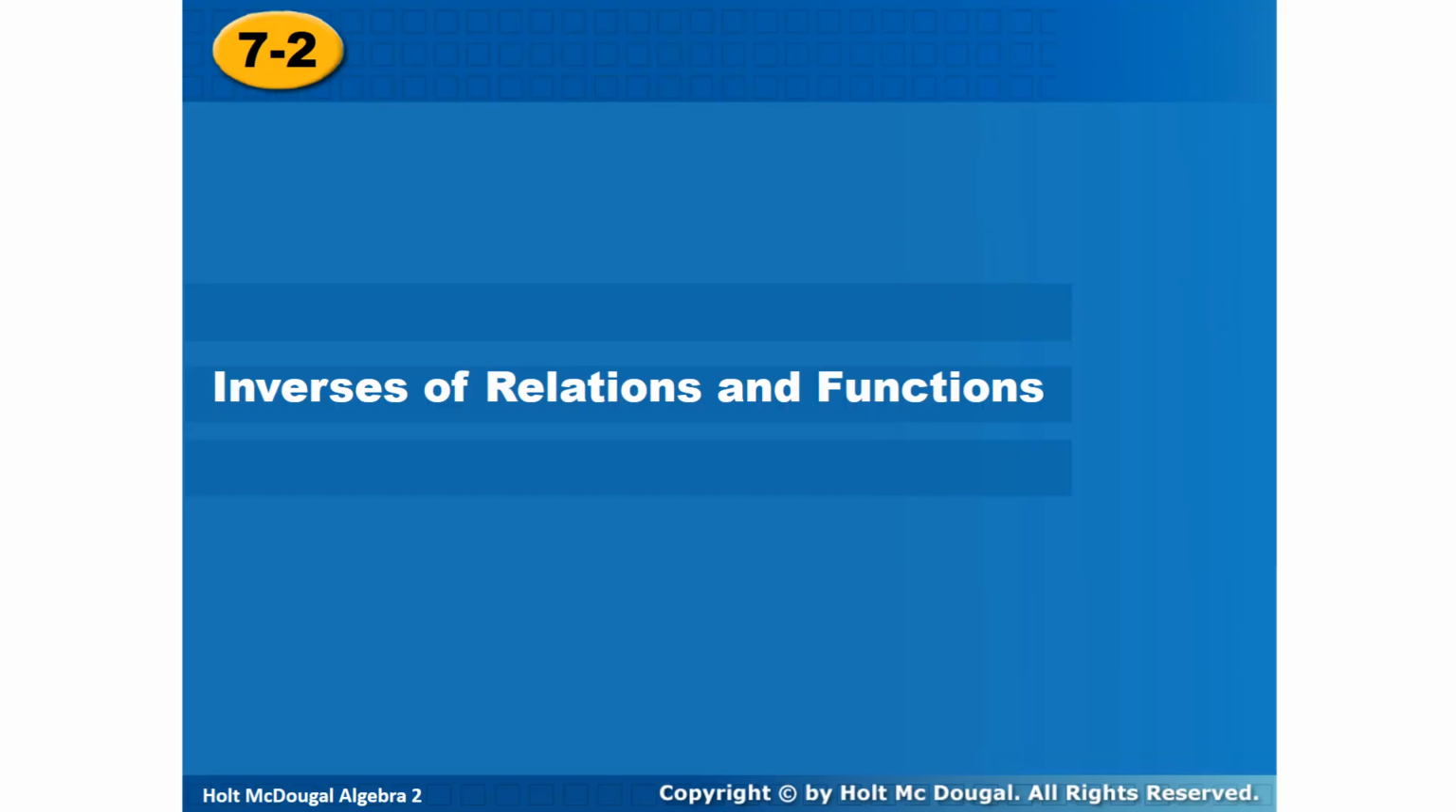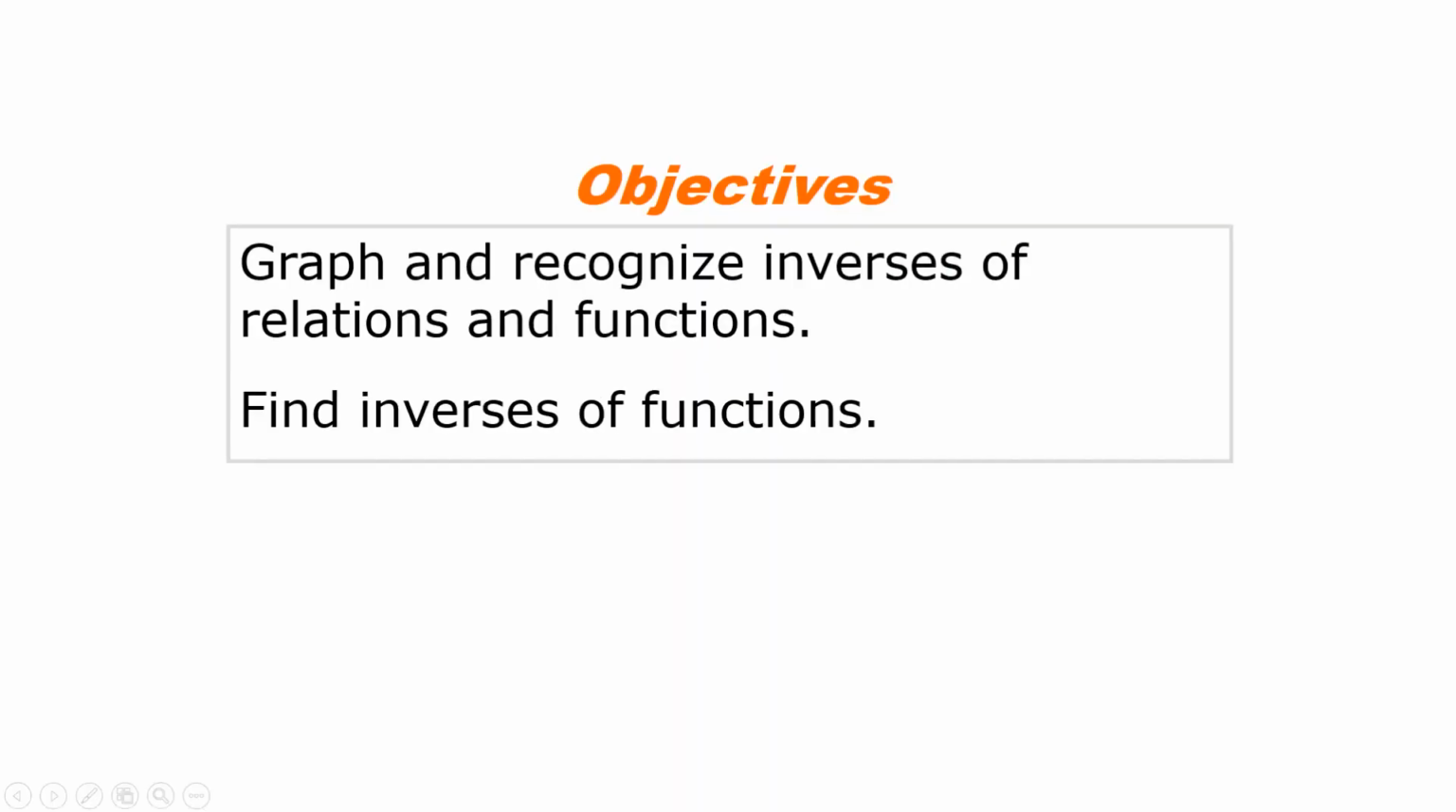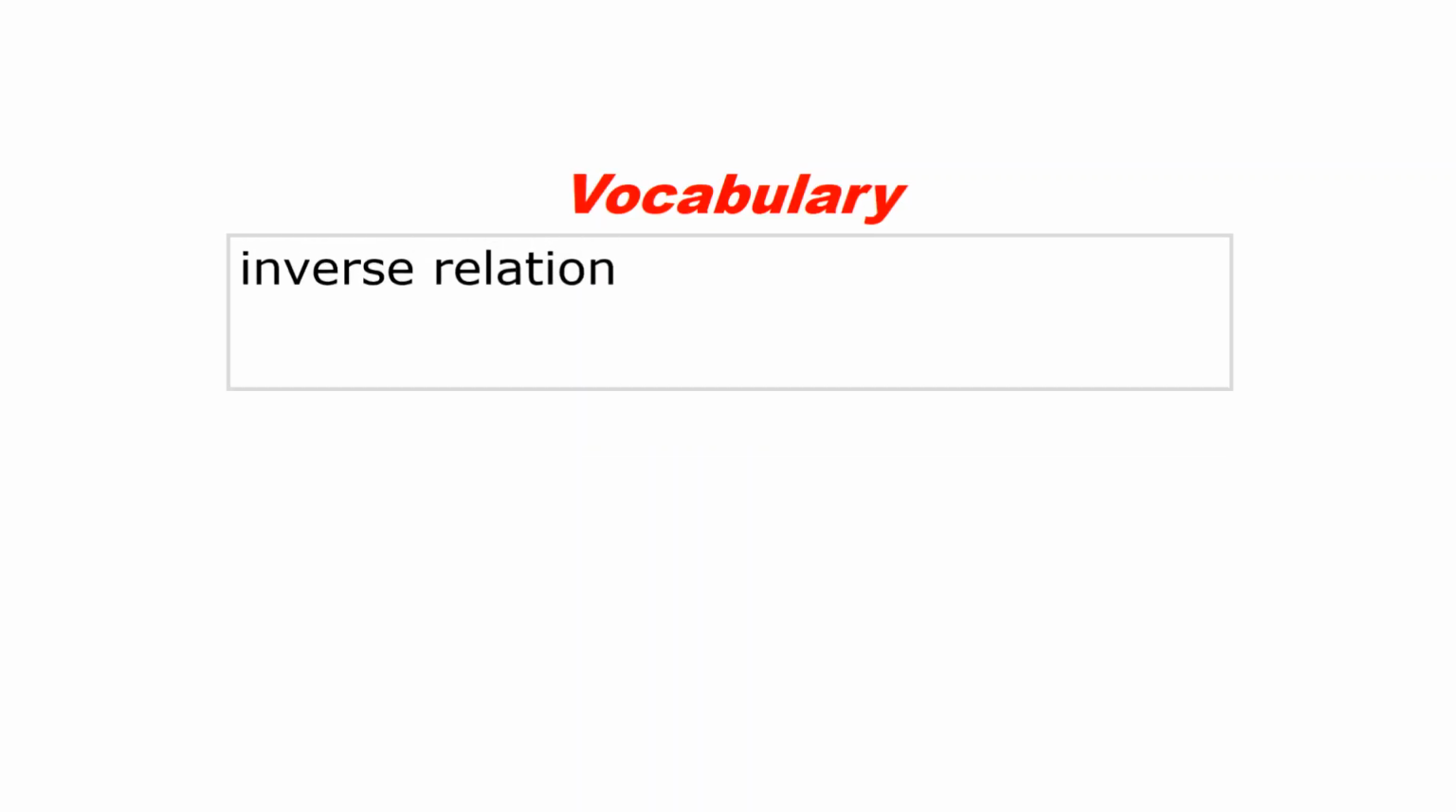Hey everyone, this is lesson 7-2, Inverses of Relations and Functions. The objectives for this lesson: you'll be able to graph and recognize inverses of relations and functions, and you'll be able to find the inverses of functions. Your vocabulary for today: inverse relation, inverse function.